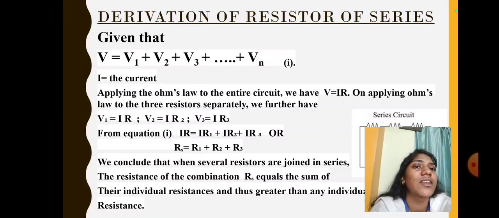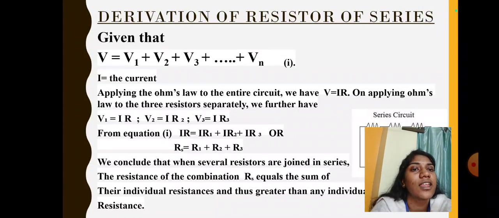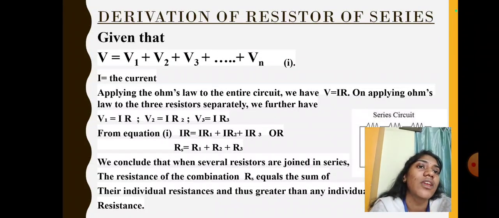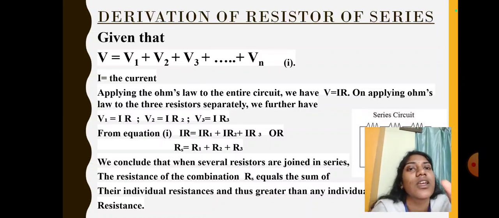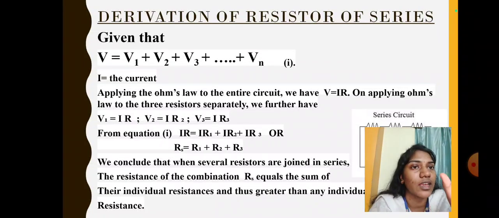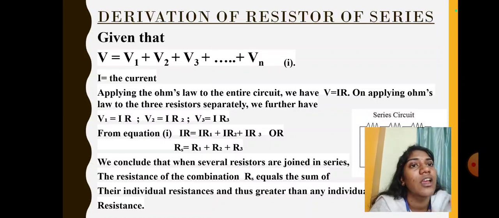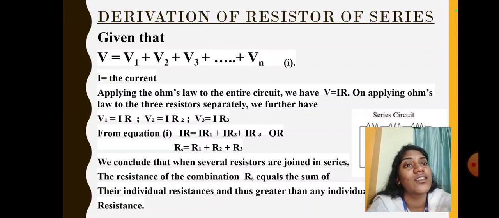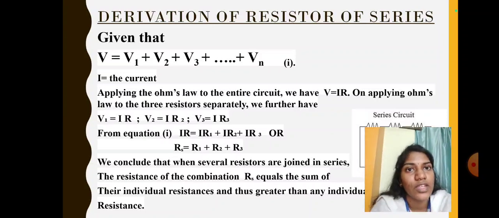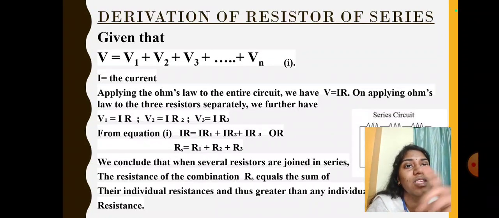Since it is simply the sum, the total resistance Rs is much higher than any individual resistance. For example, if you connect 1 ohm, 2 ohm, 3 ohm, and 4 ohm, the summation 1 plus 2 plus 3 plus 4 gives a higher value of resistance, which cannot be manufactured directly. So by combining smaller resistances in series, we can produce a higher resistance in a circuit. But this kind of connection cannot be used in all devices because there is one drawback.